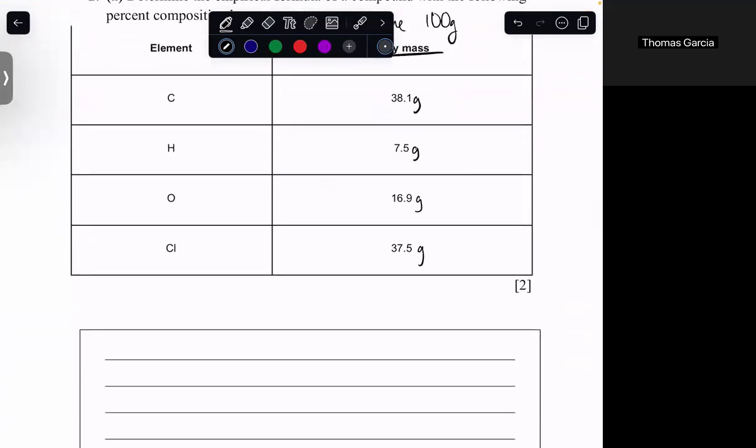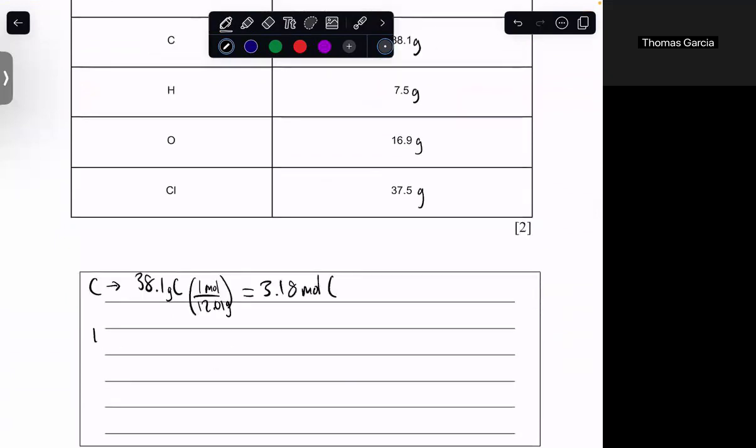Then we just do our mole conversions. For carbon, we can do 38.1 grams carbon, divide by 12.01, and this is mole, this is gram, and we will find out that we start with 3.18 mole carbon. We'll do the same thing for hydrogen.